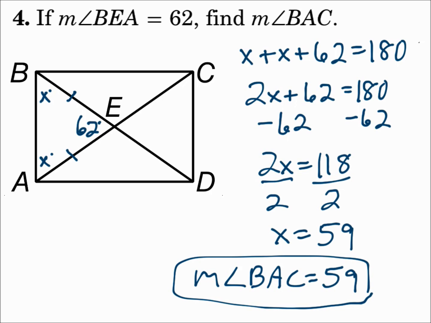Remember, because the diagonal halves are congruent, that gives you isosceles triangles in a rectangle. And with isosceles triangles, the base angles are congruent. And remember as well that the 3 angles of a triangle add up to 180.